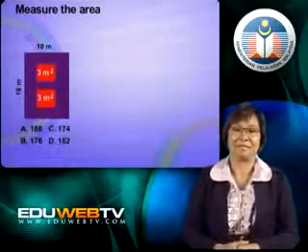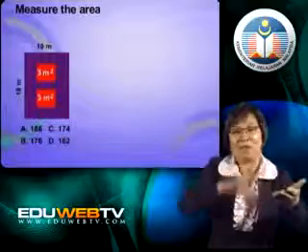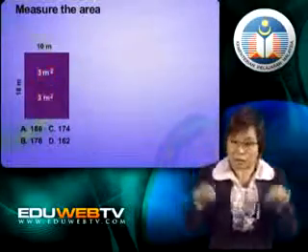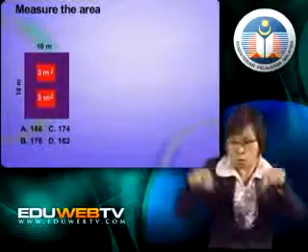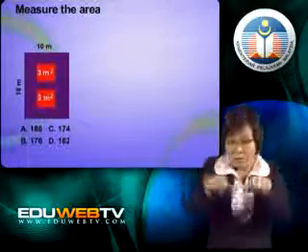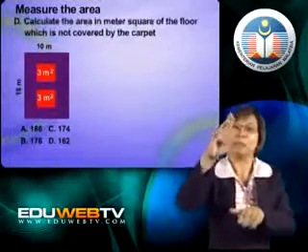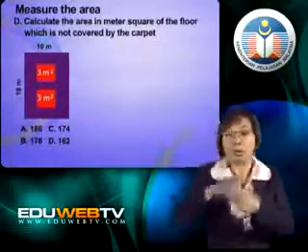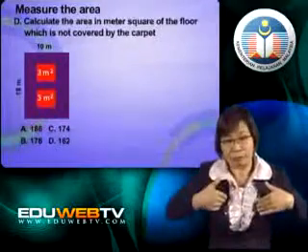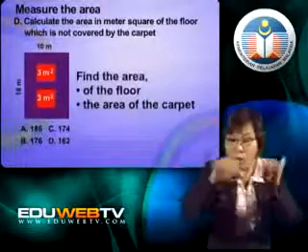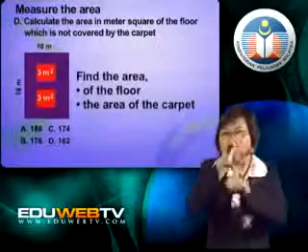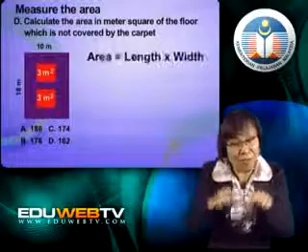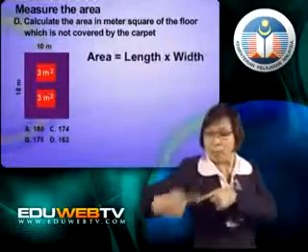Let's do a clone UPSR 2005 paper 1 question. The diagram shows a rectangular floor. 2 square carpets are placed on the floor. The area of each carpet is 3 meters square. Calculate the area in meters square of the floor which is not covered by the carpets. The solution: find the area of the floor and the area of the carpets. Remember, area equals length multiplied by width.